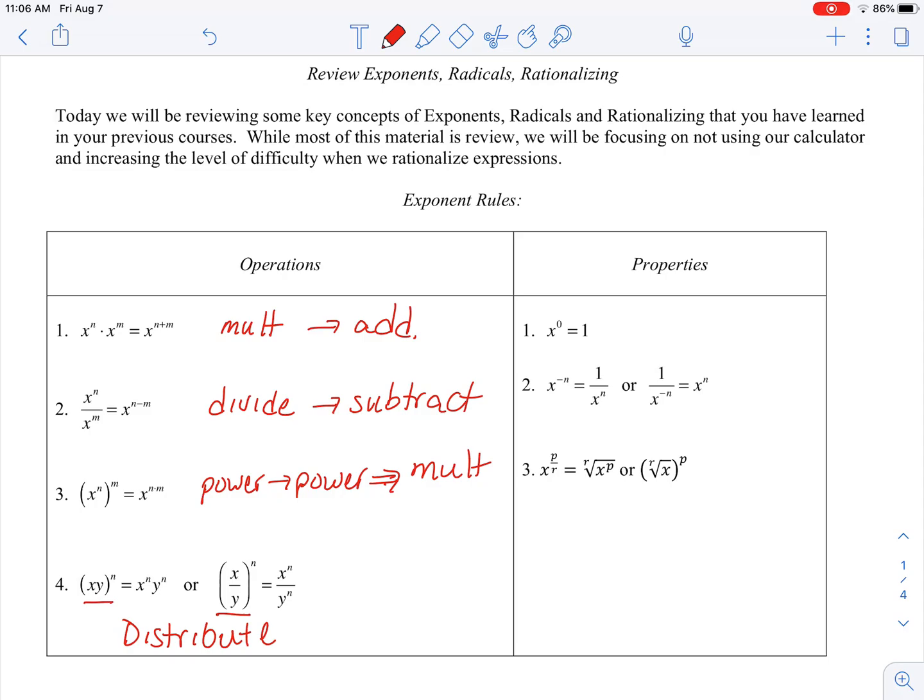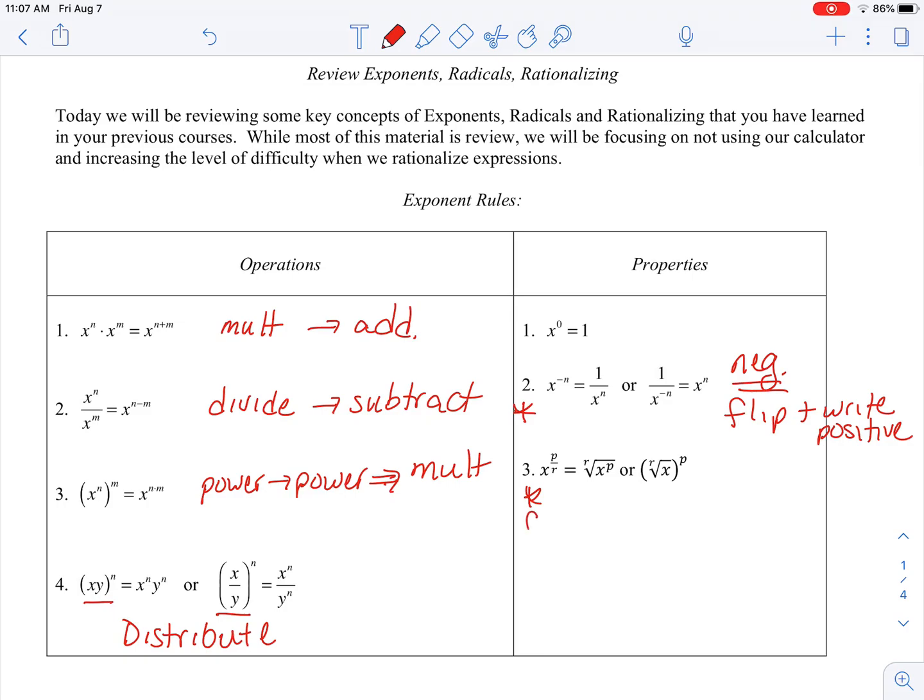Our main properties, anything to the zero power is 1. Okay, negative powers. Okay, these are important. So when you have something being raised to a negative power, you're going to flip and write with positive. So if I have x to the negative n, it becomes 1 over x to the n. And 1 over x to the negative n becomes x to the n. So this guy here we're going to use a lot.